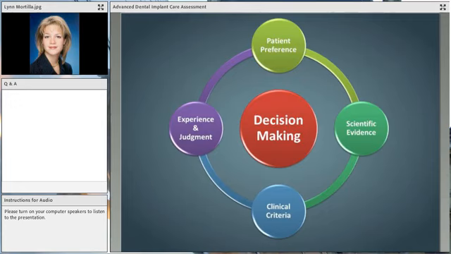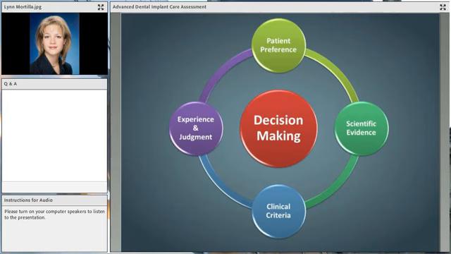Scientific evidence is where you've got to base your knowledge and skill set. You've got to look at the science, and you've got to find the correct science that is applicable to those patients. Then you've got to look at the clinical criteria of the patient. The clinician has to add their experience and judgment of the case, looking at other factors like the health history, other teeth in the mouth, other oral conditions, systemic conditions, and then, of course, what does the patient want? What are their patient preferences? And all of these are going to go into the decision-making bubble.